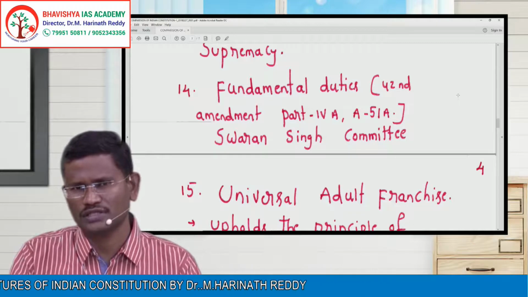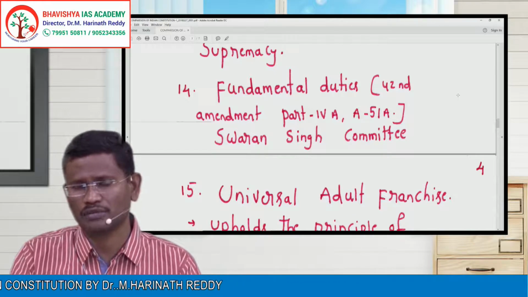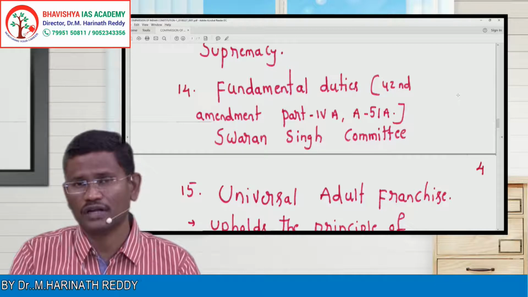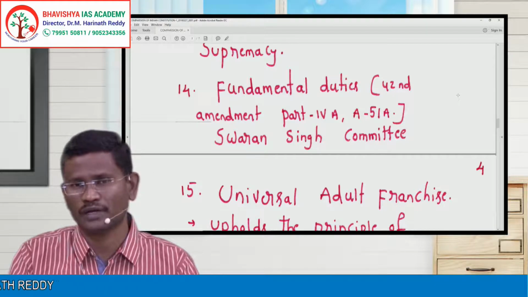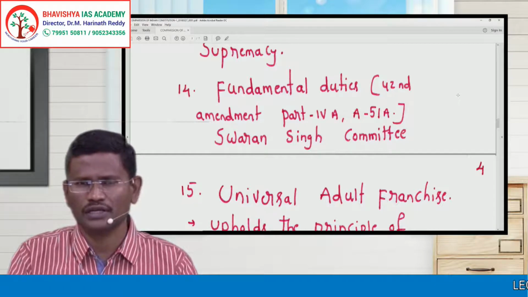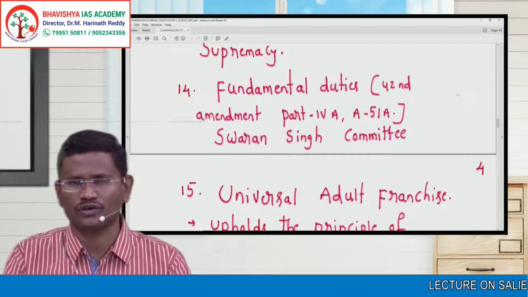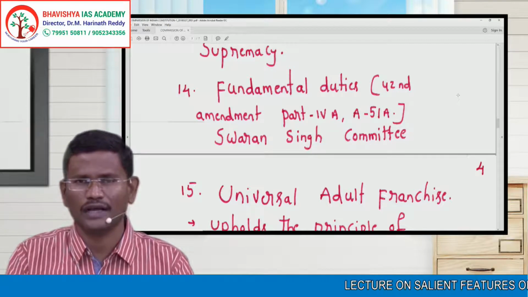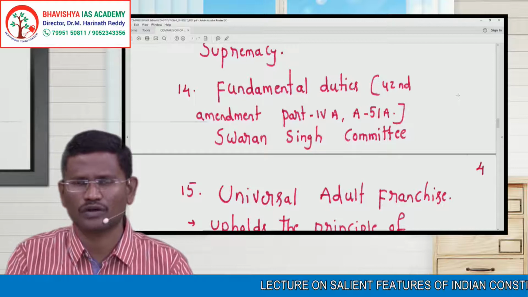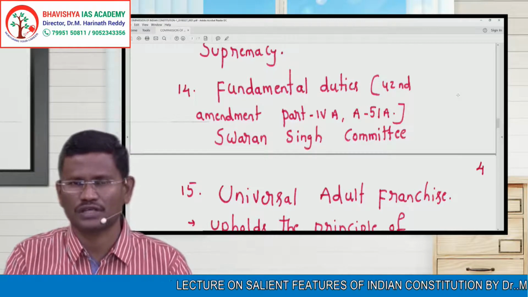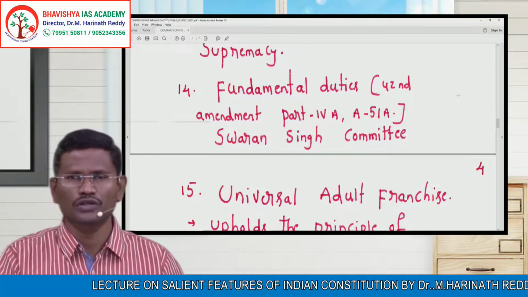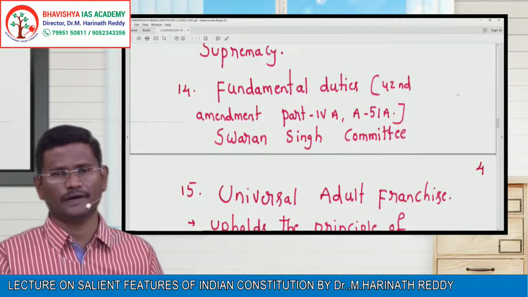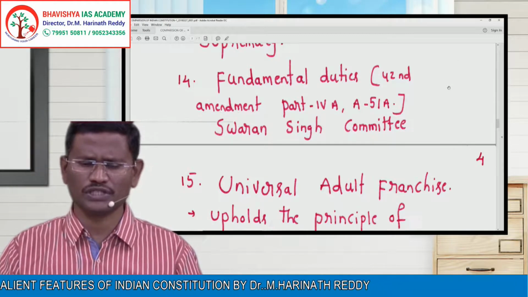So the citizens not only have fundamental rights, but they shall also have fundamental duties to be performed by them. They were inserted in the Indian Constitution in 1976 through the 42nd Amendment. And the idea of fundamental duties is borrowed from the then USSR, the Constitution of USSR, the present day Russia. So this is one more salient feature.